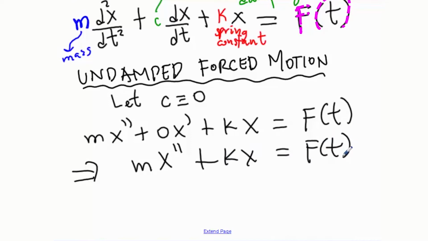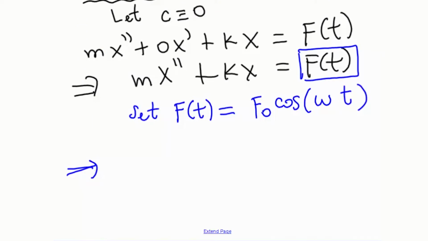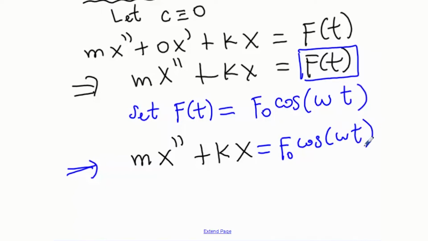Now we're going to make an assumption. We're going to assume there's a specific form for this forcing. Suppose f of t is of the form of a constant f sub 0 times cosine of omega t. Let's suppose that is the so-called forcing, and this would imply that this second order equation would look like m x double prime plus k times x equals f sub 0 cosine of omega t. So we need to find a solution for this.